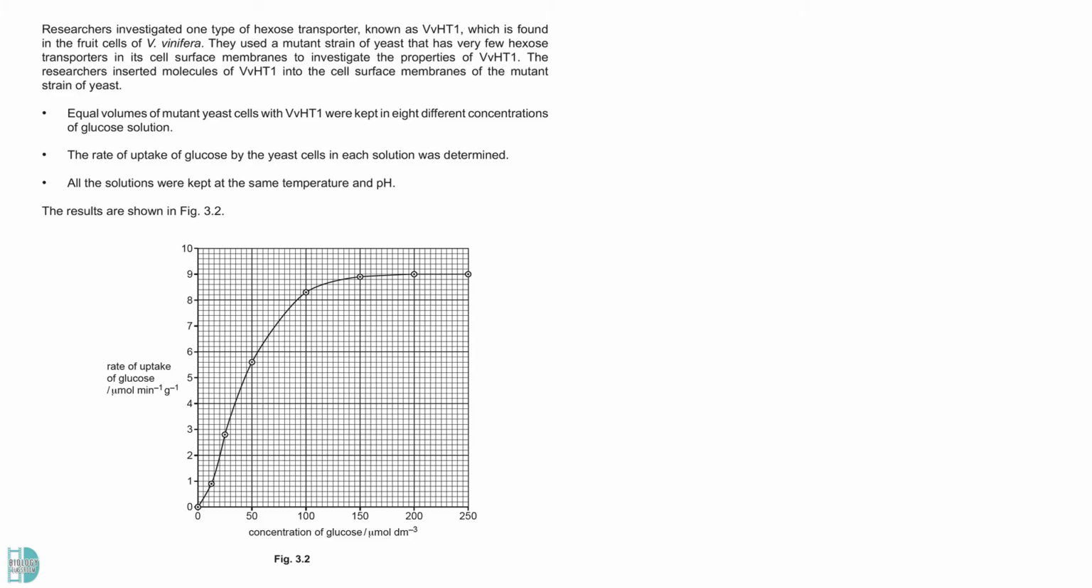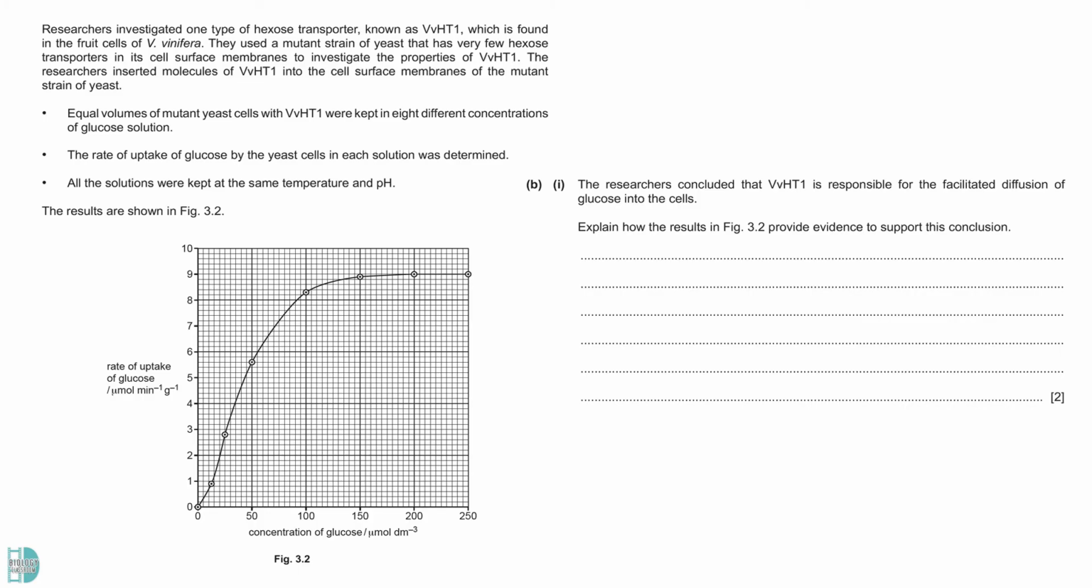We have some information about a hexose transporter known as VVHT1. An investigation was conducted to determine the rate of uptake of glucose by yeast cells in different concentrations of glucose solution. B1. Explain how the results in figure 3.2 provide the evidence to support that VVHT1 is responsible for the facilitated diffusion of glucose into the cell.